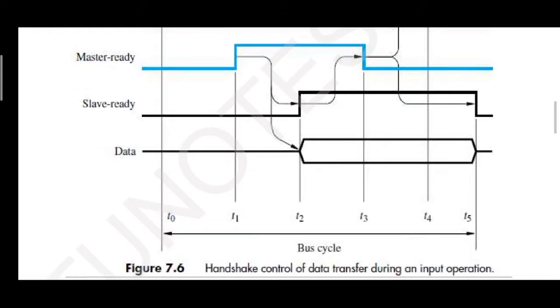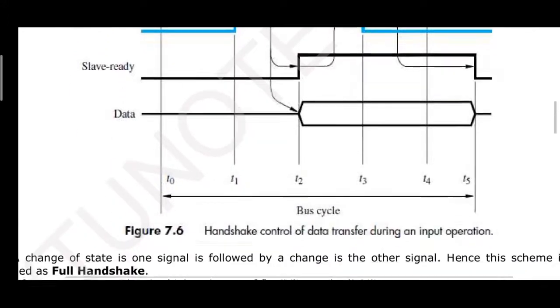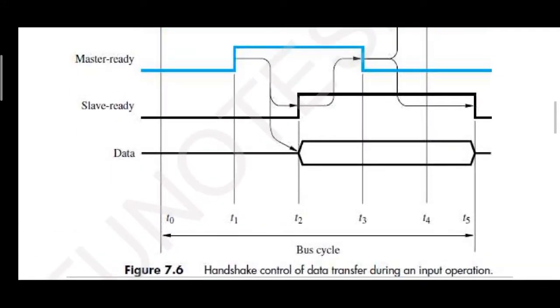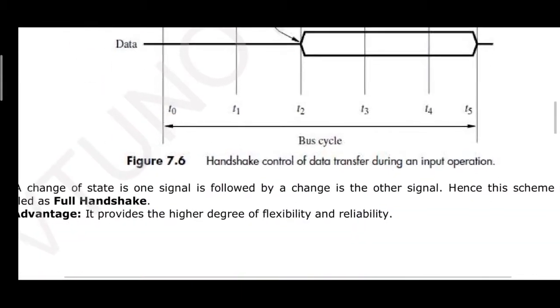This is how we can derive the timing based on the master ready signal and slave ready signal without the help of the clock. There is no clock, please remember, there is no clock signal to derive the timing. Instead, you just use these two control signals to derive the timing, right?